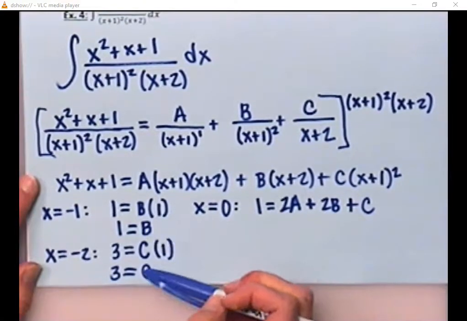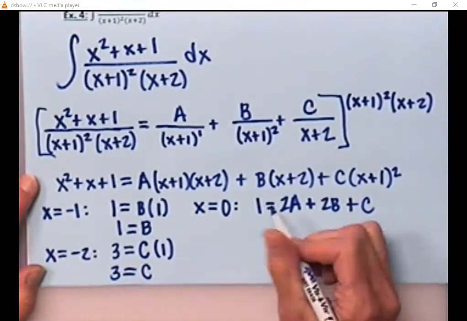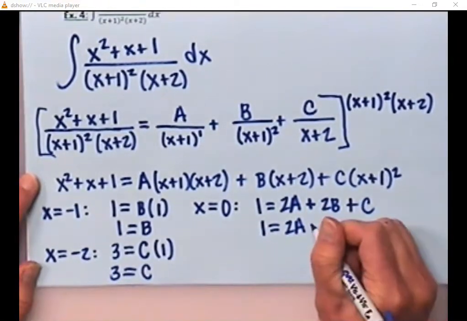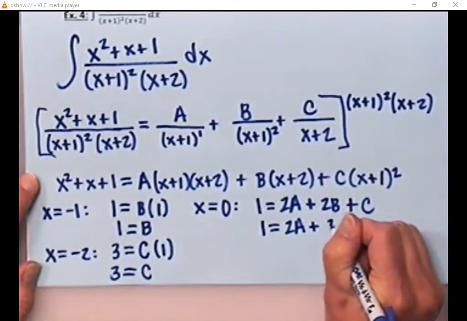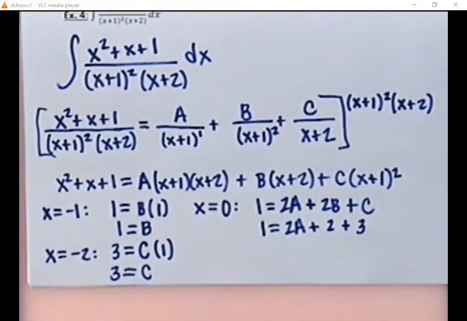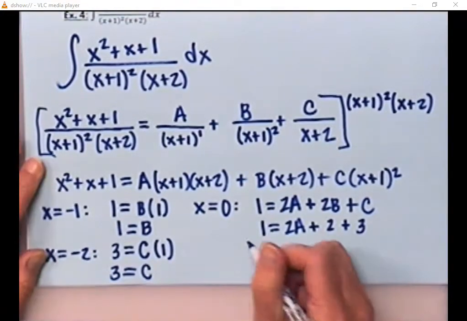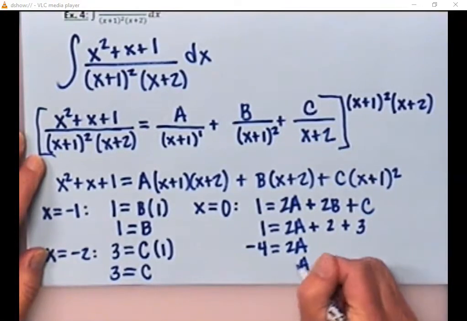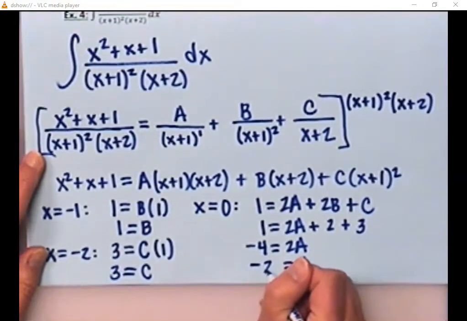So the nice thing is I've already solved for these two. I'll substitute those in, and then I'll have A to solve for. So B is 1, so that's just a 2. C is 3. So that makes 5, right? So subtract the 5 to the other side, you get negative 4. So A is negative 2.